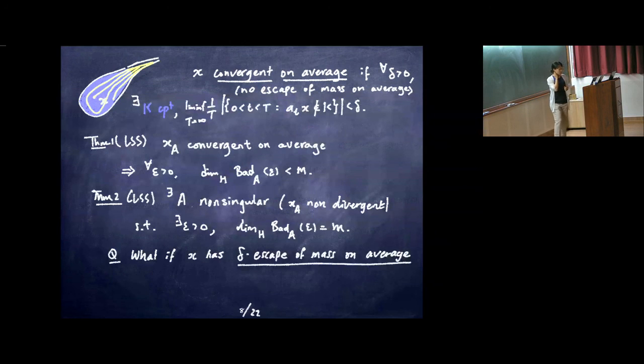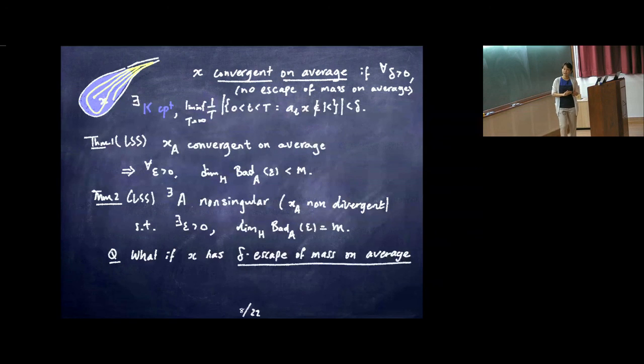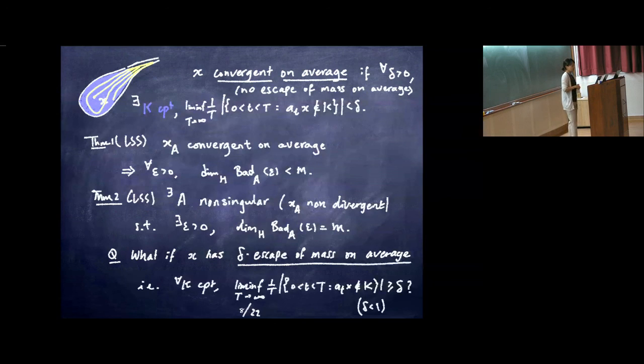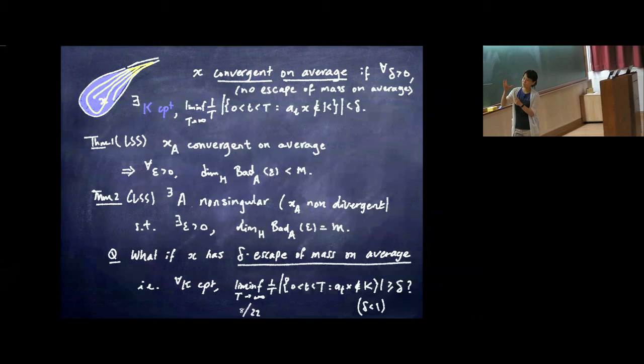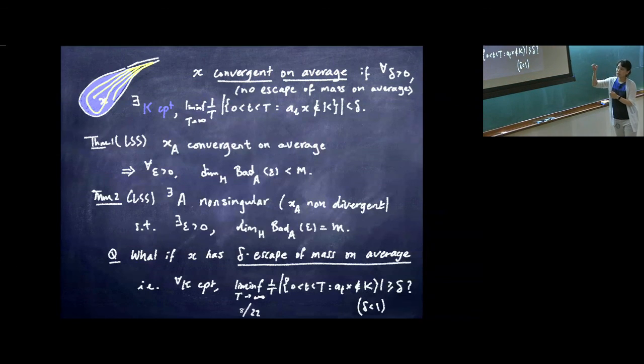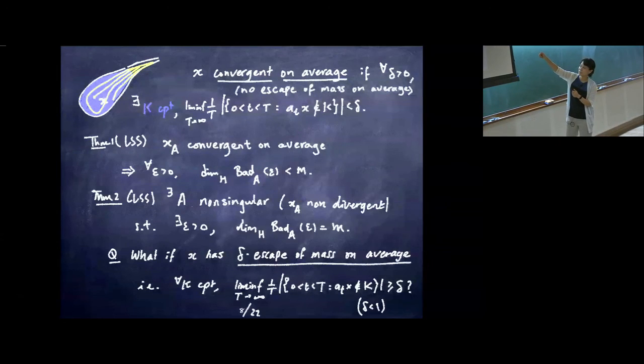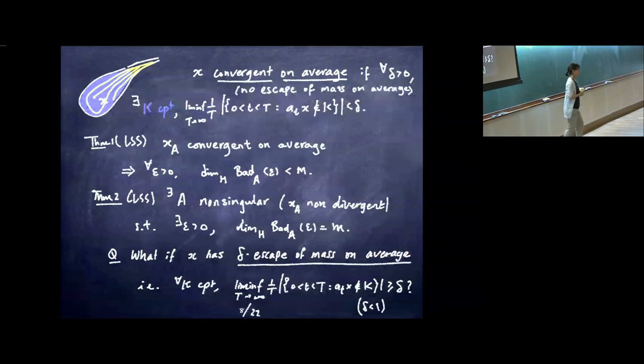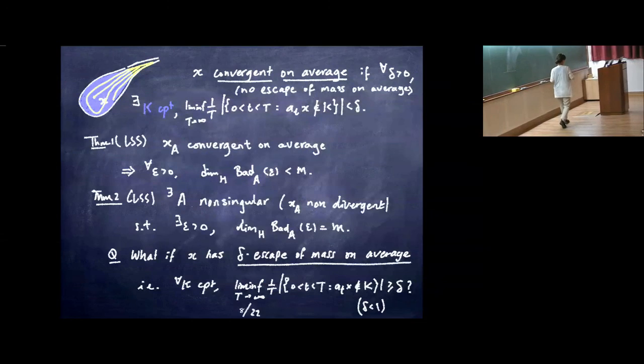And so now the next question would be, what if x has some escape of mass on average? So we say that a lattice has delta escape of mass on average if for every compact K, the proportion of time that you're outside this K, outside this blue part, is at least delta. Then we take the maximal delta possible, and we say that it has delta escape of mass on average.